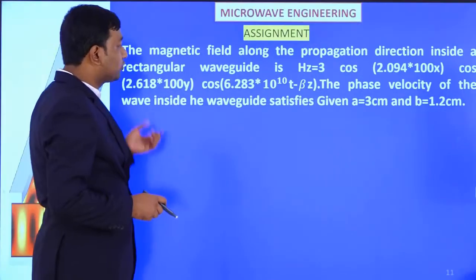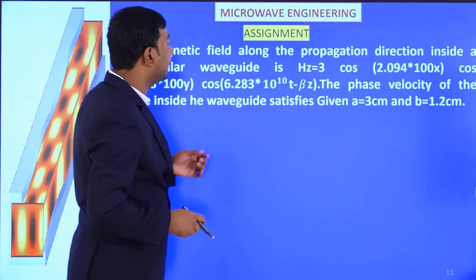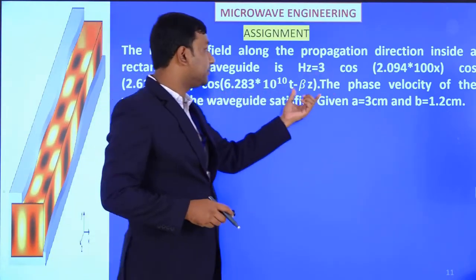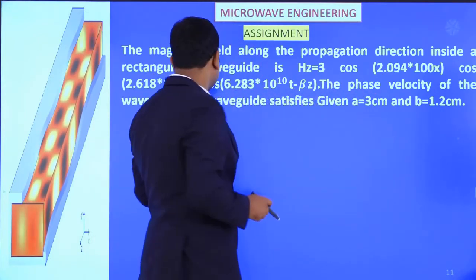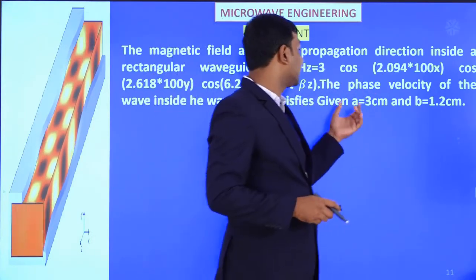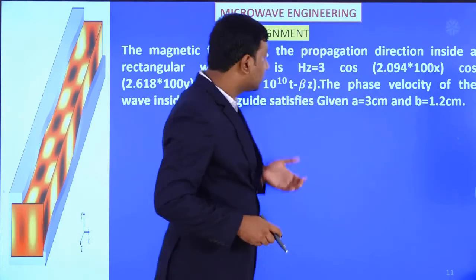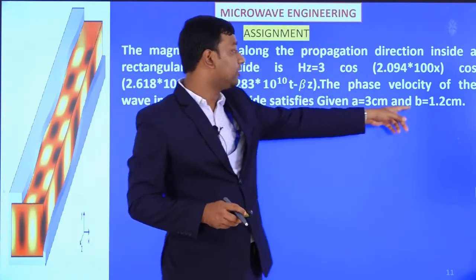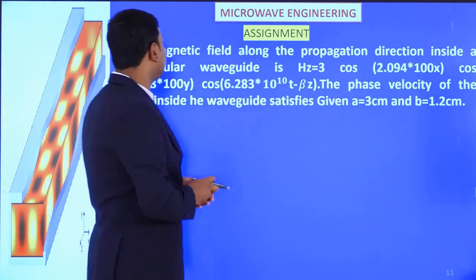Now we'll see the next question, or last question. The magnetic field component is given as Hz, with omega t minus beta z. The phase velocity of the wave inside the waveguide satisfies the given A and B. Okay. So those things are given. Here this equation is given, and the A and B values are also given. We should find out its phase velocity.